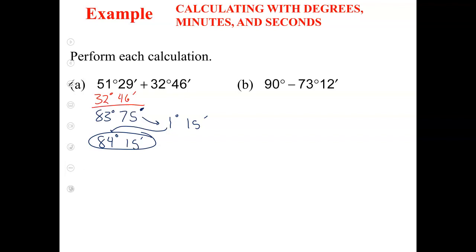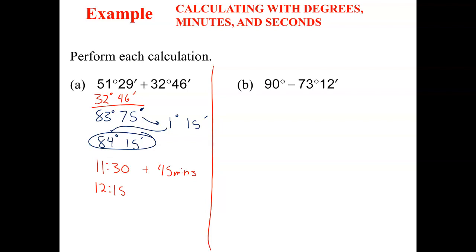Take the time 11:30. Okay, add 45 minutes to it. What time is it now? It's not 11:75, right? It's 12:15. So once you hit 60 minutes, well, then the hour rolls over, and then you're left with 15 minutes. It's the same thing with degrees, minutes, seconds. Once we hit 60, so I had 75, the 60 rolls over to make the degrees go up, and I've got 15 left over.